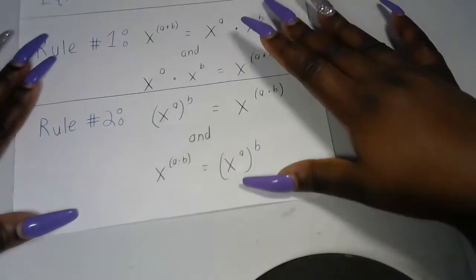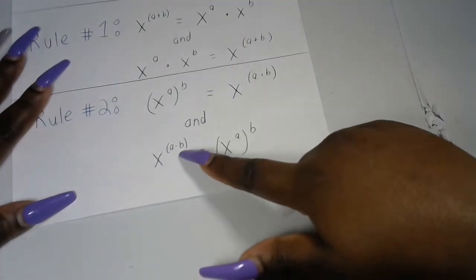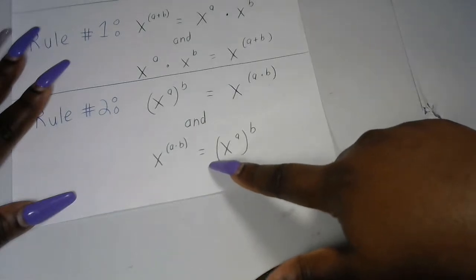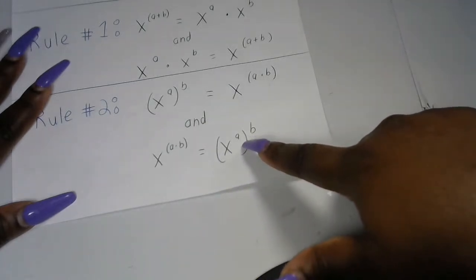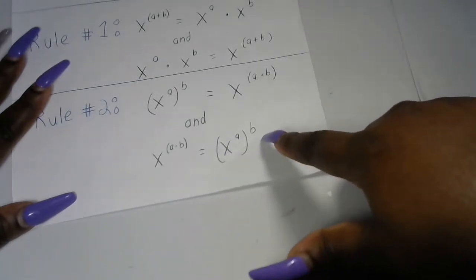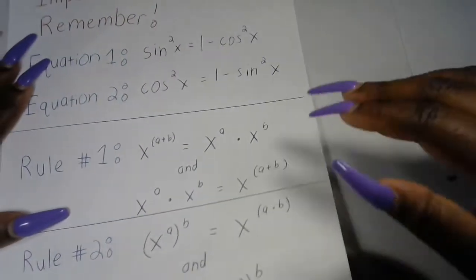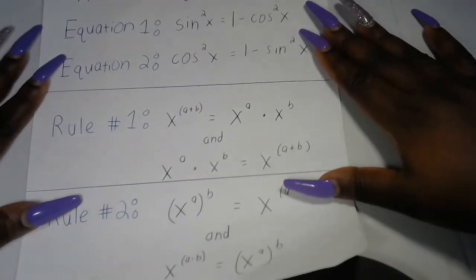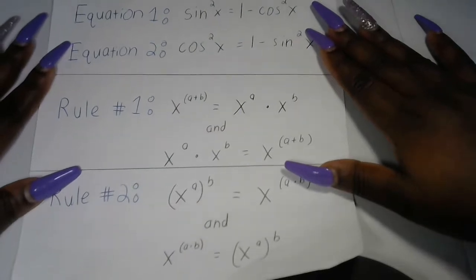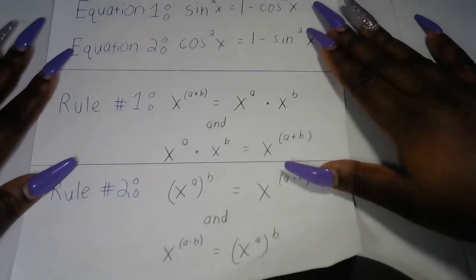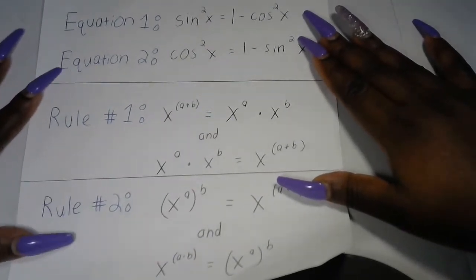And also, (x^a)^b = x^(a·b). These are really important rules to remember. So I'm going to put them in the frame here, and then you guys can pause the video to write them down.